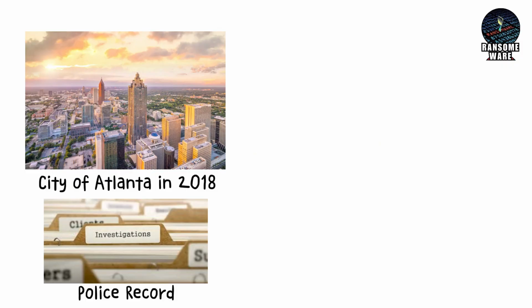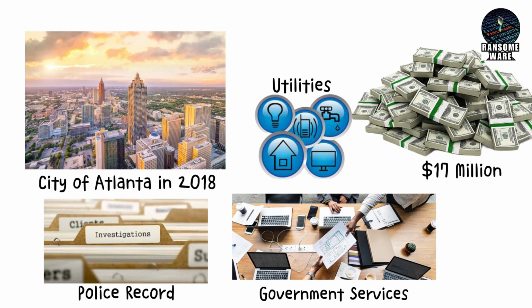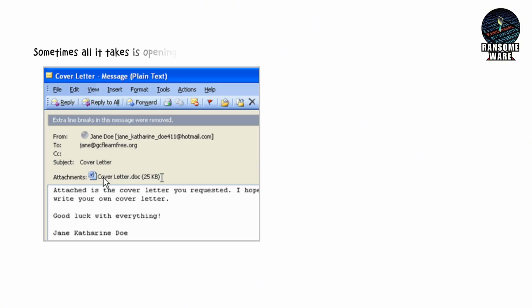One famous case hit the city of Atlanta in 2018, where ransomware crippled police records, utilities, and government services. The recovery cost exceeded $17 million. Ransomware spreads through phishing emails, fake downloads, or compromised websites. Sometimes all it takes is opening an email attachment that looks like a normal invoice. Once inside, it spreads rapidly and locks everything in sight.